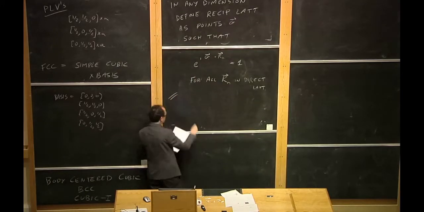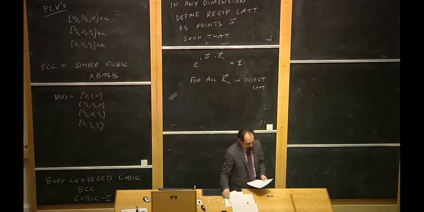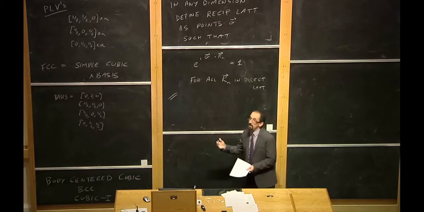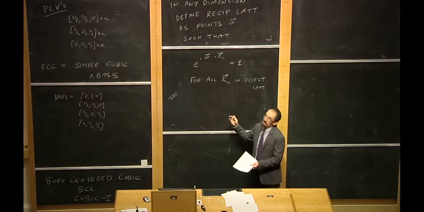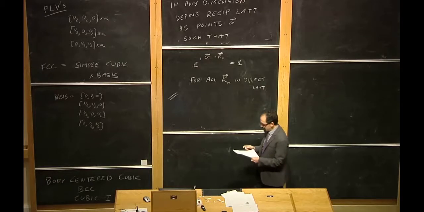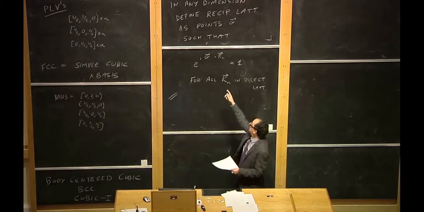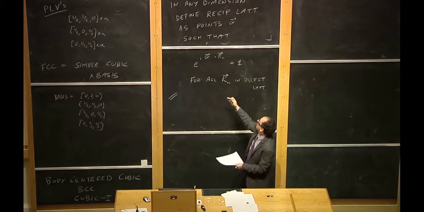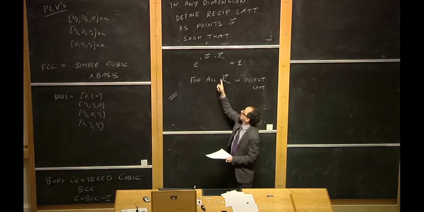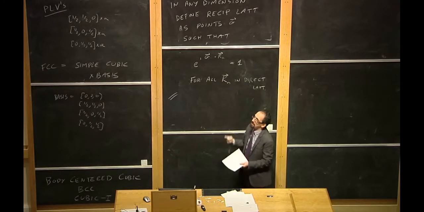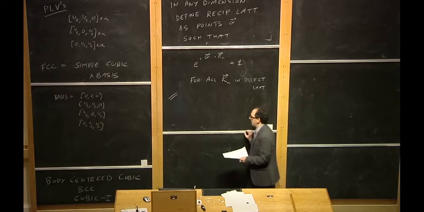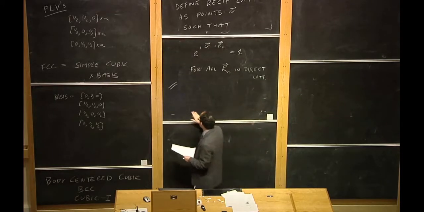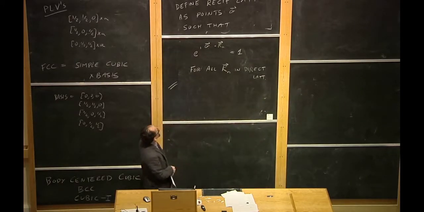Now, this is a nice definition. It's a very useful definition, but I have not in any way proven to you that this definition defines a lattice. I've claimed it defines a lattice, but I haven't shown you it defines a lattice. And the proof that the set of points g in reciprocal space that satisfy this equation equals 1 for all R_n in the direct lattice defines a lattice in reciprocal space is a little subtle and a little tricky.